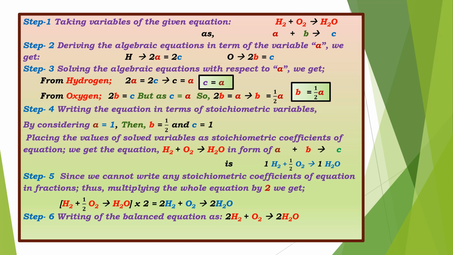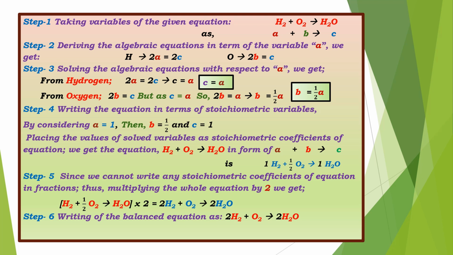Step 3. Solving the algebraic equations with respect to A, we get from hydrogen 2A is equal to 2C, or C is equal to A. From oxygen 2B is equal to C, but C is equal to A, so 2B is equal to A, or B is equal to half of A. Step 4. Writing the equation in terms of stoichiometric variables by considering A is equal to 1, then B is equal to half and C is also equal to 1.